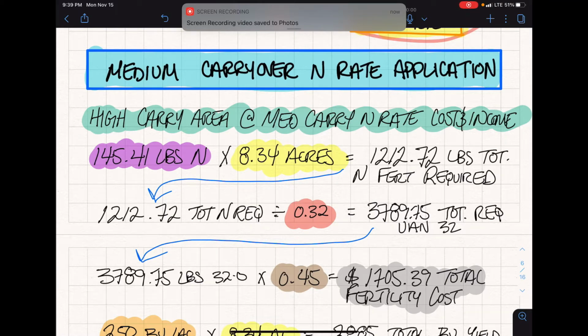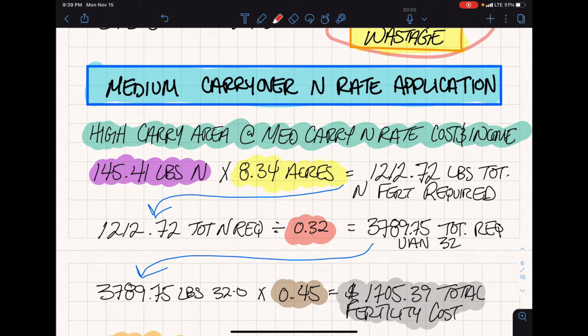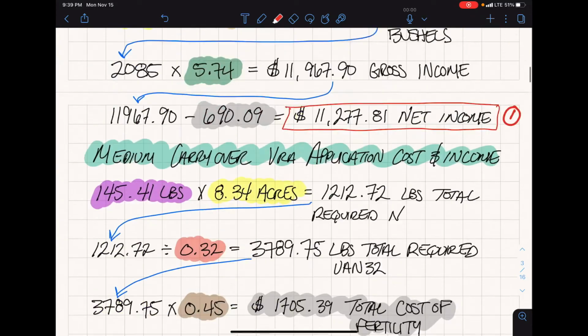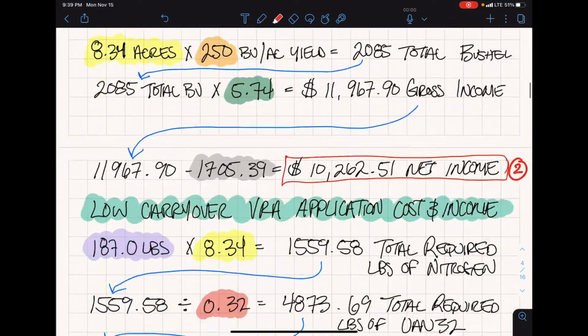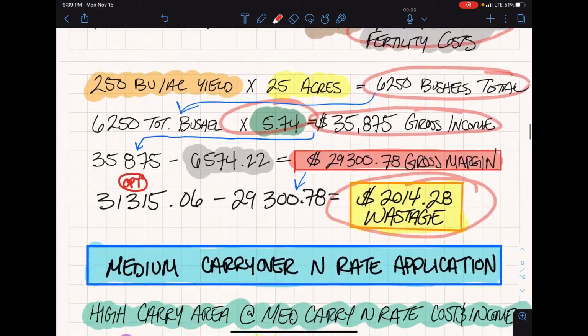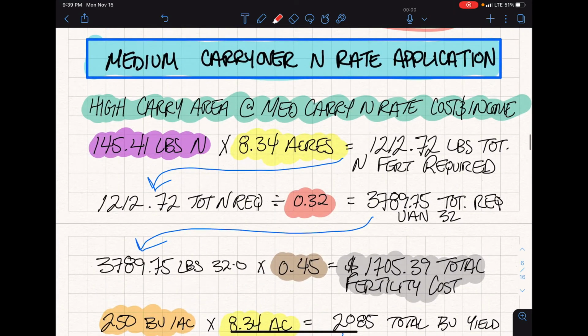Moving into the next application rate, we will have our medium carryover nitrogen rate application. So in that medium rate zone, that we can scroll back up and see, of that 145 pounds application across the acreage, we're going to use that as a blanket rate application. So this is going to need a little bit more math in the end. We'll go through and it'll start out very much similar, but when we get to the end, you'll notice we have to add in a little bit more calculation.